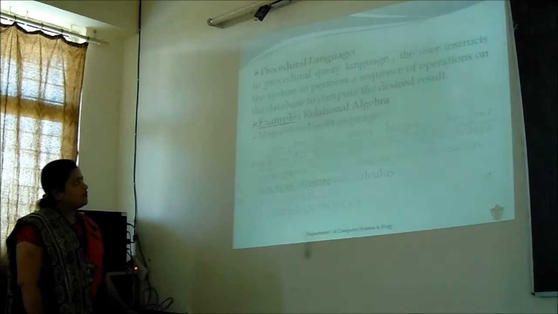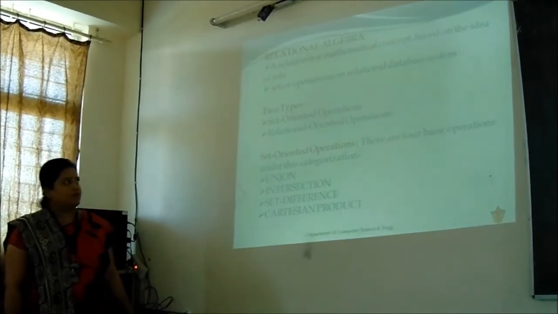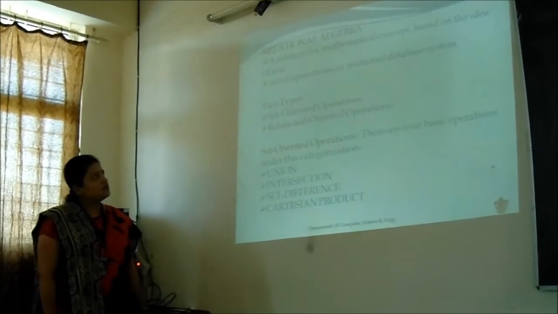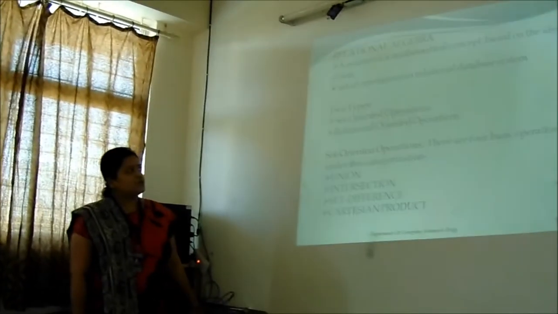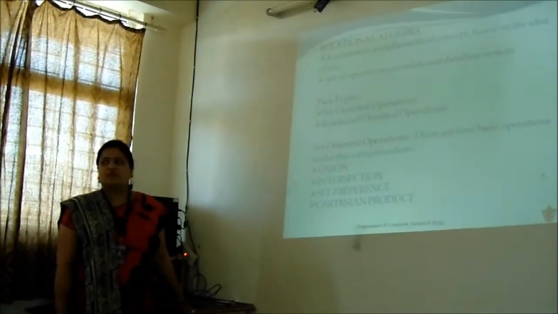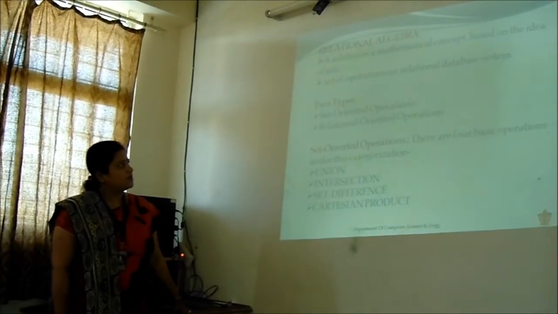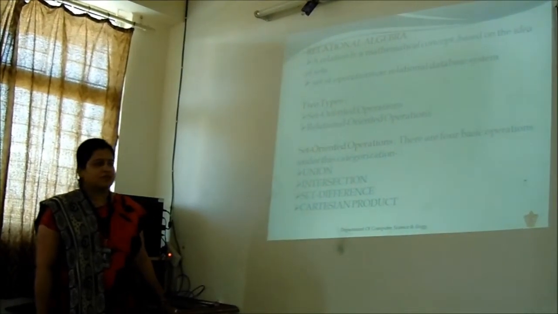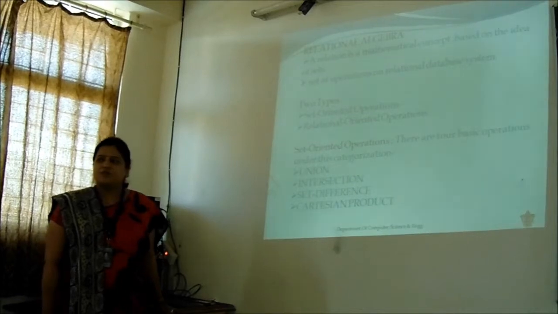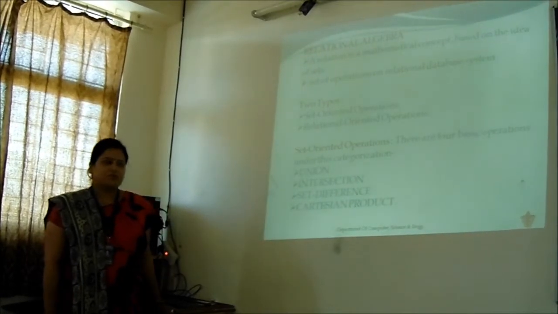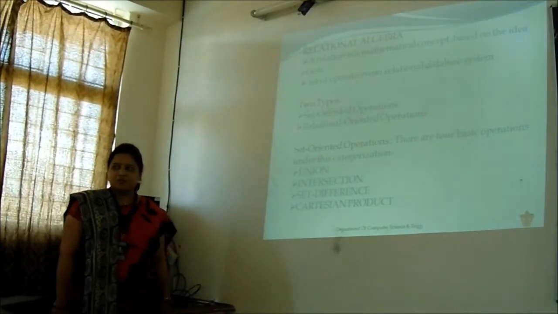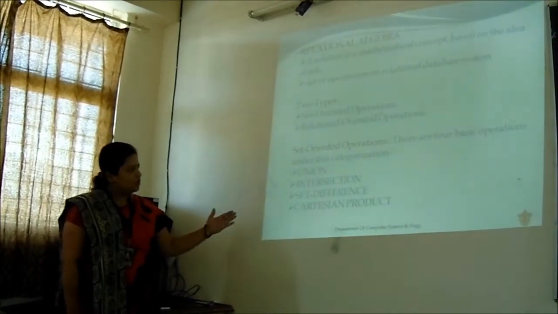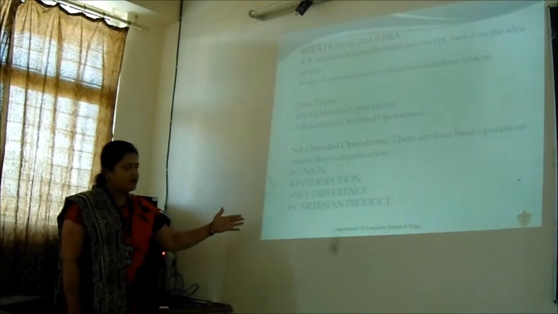Now our focus is basically on relational algebra. A relation is a mathematical concept based on the idea of a set, and a set of operations together makes a relational algebra. There are basically two types of operations. First is set-oriented operations and second is relation-oriented operations. In the first category, set-oriented operations, there are four basic operations: union, intersection, set difference, and Cartesian product.